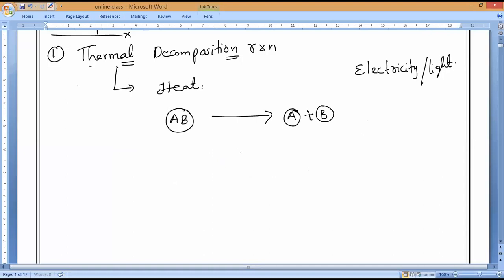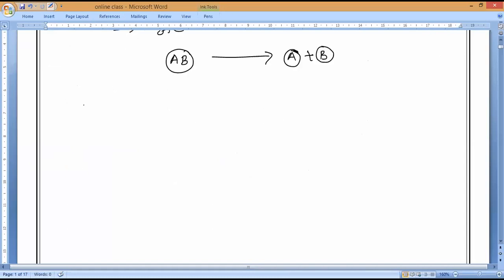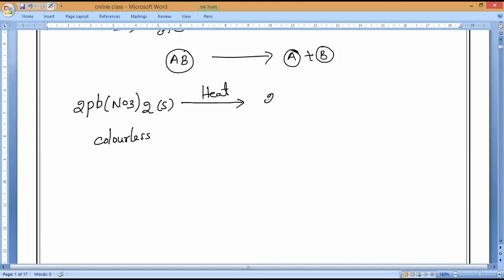Now let me see, somebody tell me what is the decomposition of lead nitrate? Lead oxide plus nitrogen dioxide plus oxygen. Very good. Pb(NO3)2. What is the state of this? Solid state. What is the color? Colorless. On heating, it will start decomposing, so we get products. What is the first product? Lead oxide. What is the color of this? Yellow color. Very good.